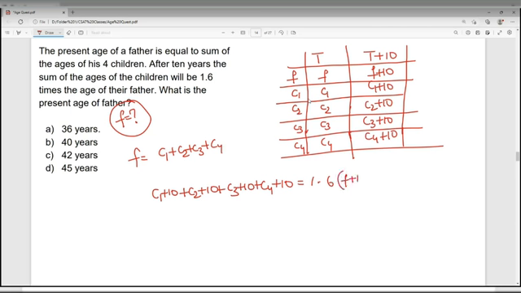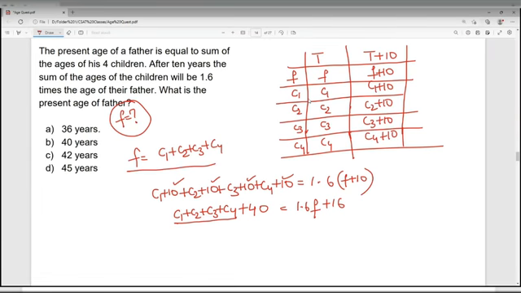So this is C1 plus C2 plus C3 plus C4 plus this 10, 10, 10, and 10. There are 4 10s, so this is 40. This is 1.6F plus 16. 1.6 into 10 is 16. So instead of this C1, C2, C3, and C4, here we know that that thing is F. So we can directly put F here. And F plus 40 is equal to 1.6F plus 16.